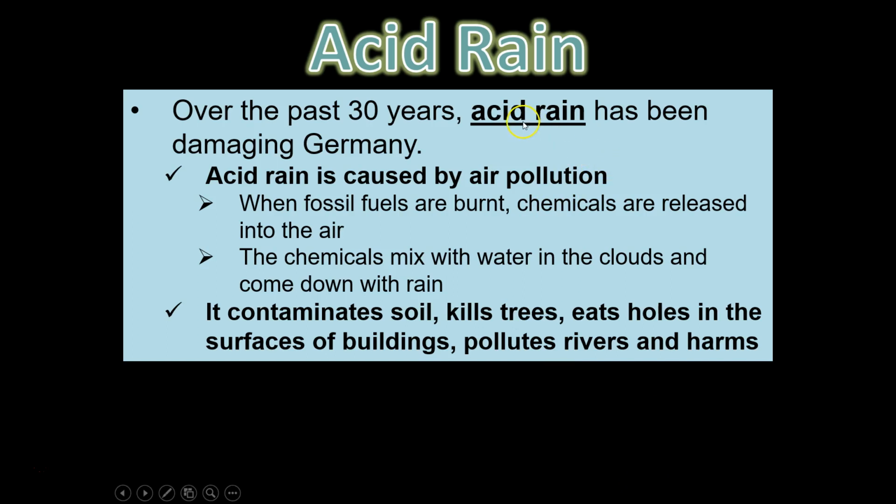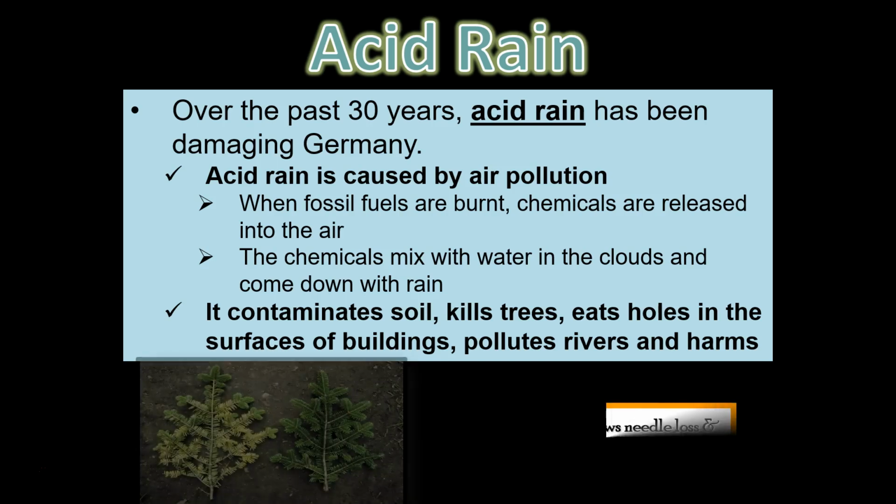So it looks like it's caused lots of problems, and over the past 30 years, it's been a problem. Yeah, it contaminates soil, kills trees, eats holes in the... How does it eat a hole in a building? So we call that chemical weathering. We're actually going to talk about that in science in the next couple of weeks. But the chemicals that are in that rain, it says eat, but basically it just breaks it down. So it breaks down the surfaces, so the holes form because those materials basically disintegrate or disappear or go away.